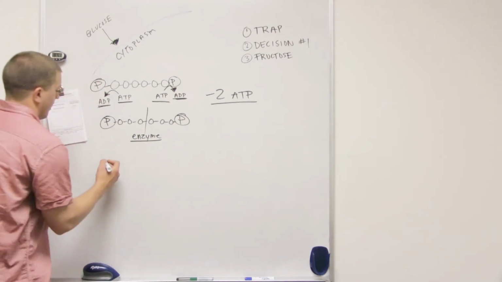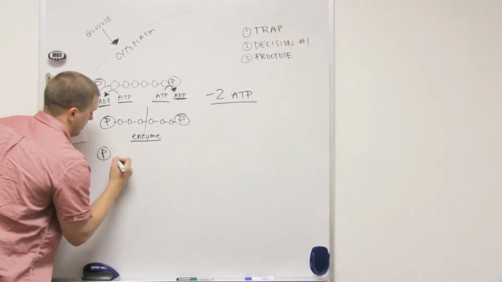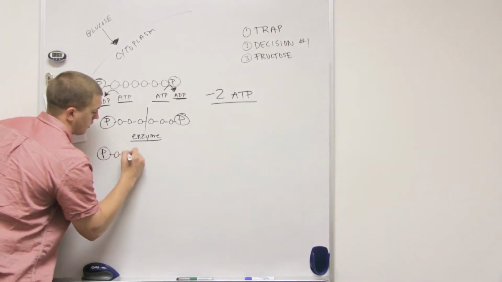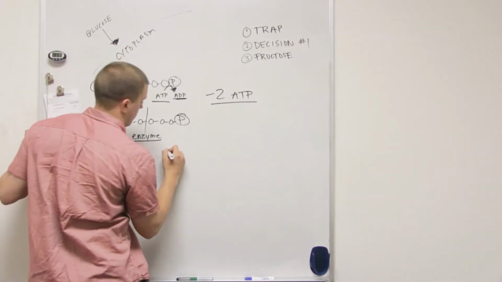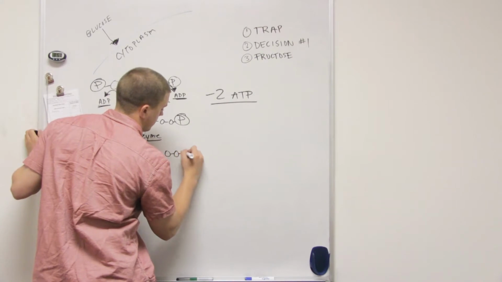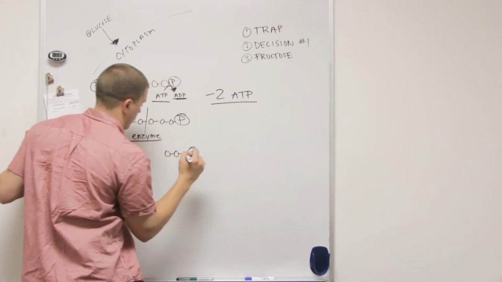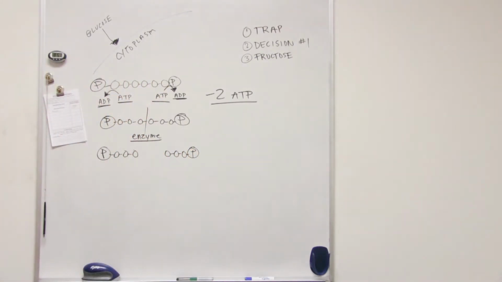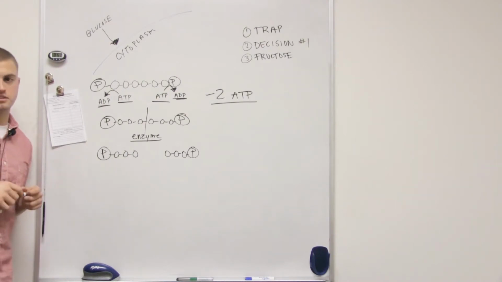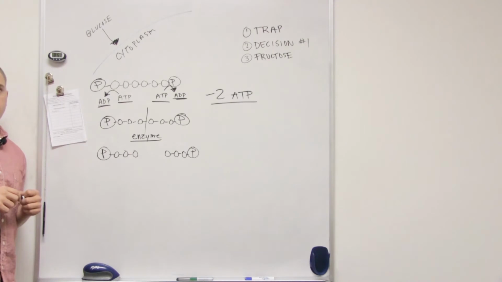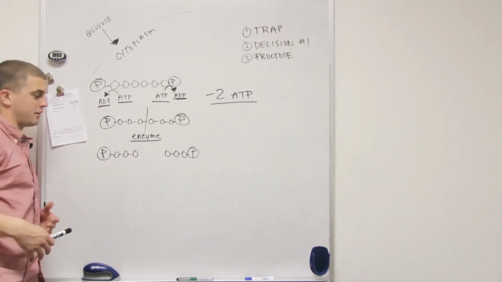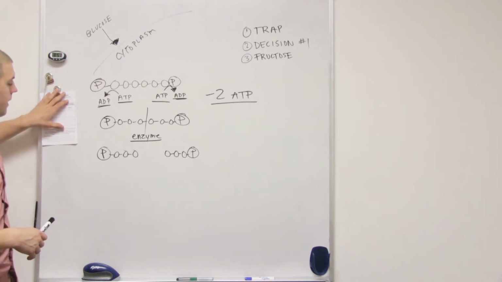Perfect. Okay? So now we've got a phosphate and 3 carbons for one molecule. And then over here, we've got 3 carbons and a phosphate on the other side. But they're their own distinct particles now that they're broken up. Are those pyruvates or something like that? They will be soon. Yes, we're working towards making pyruvate. Awesome.